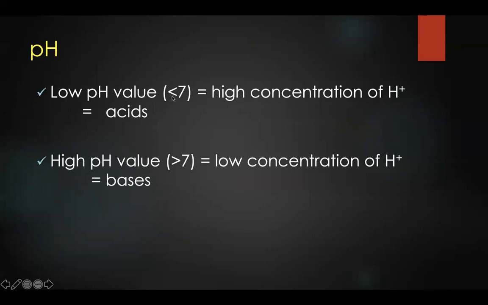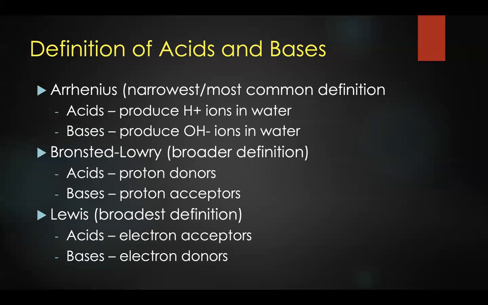A low pH value of less than 7 implicates a higher concentration of hydrogen ions, and it makes the substance or the compound acidic. A high pH value, which is more than 7, has a relatively lower concentration of hydrogen ions, and such substances are considered to be bases.